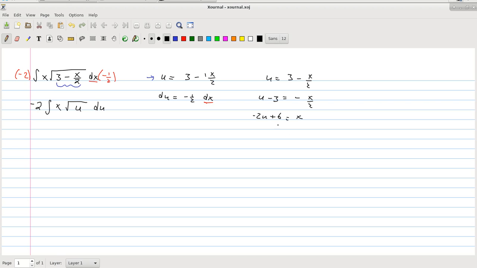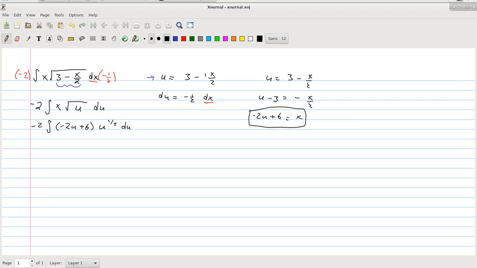Now that we know what x is, we can replace this x with what we just found. So this we'll rewrite as negative 2 times the integral of negative 2u plus 6 times the square root of u, which we may as well rewrite as u to the 1/2 du.